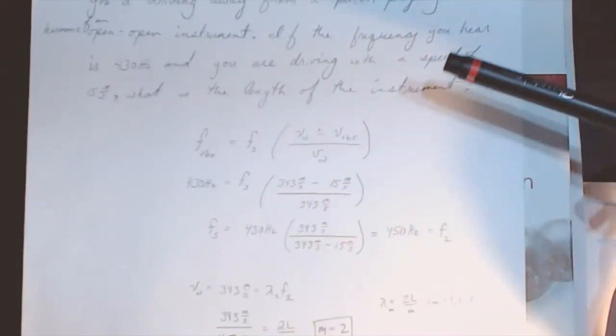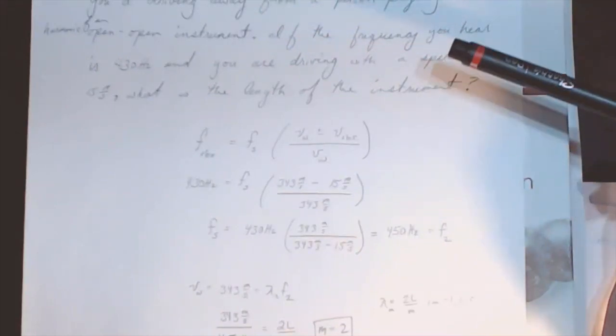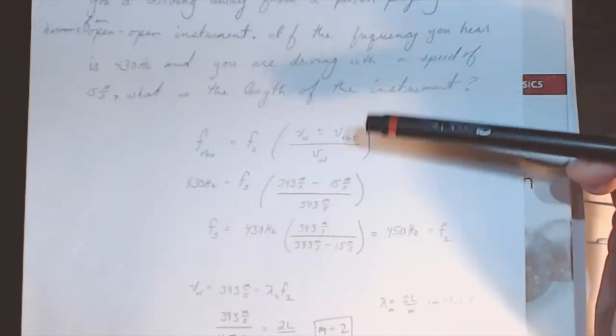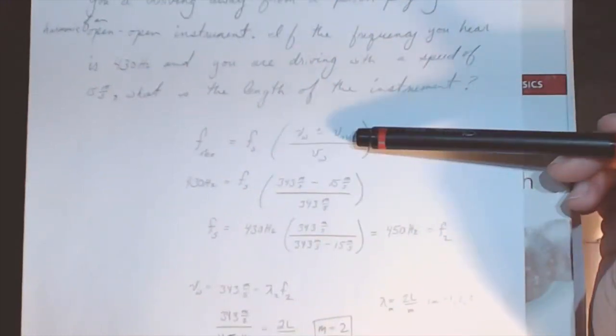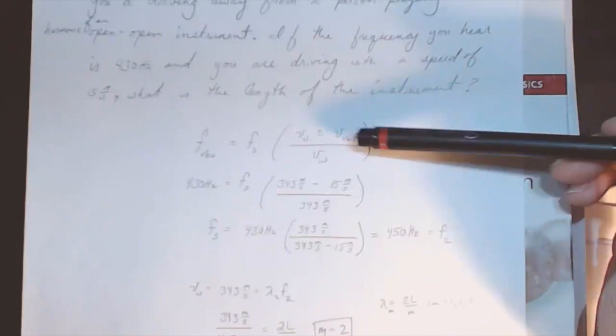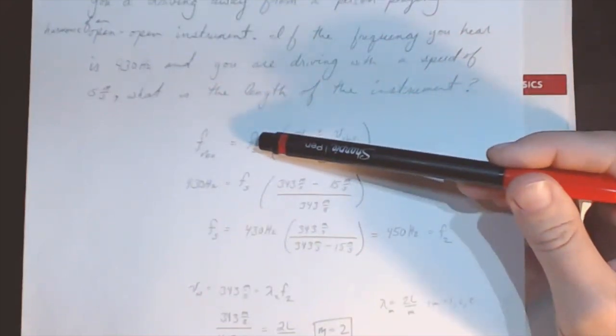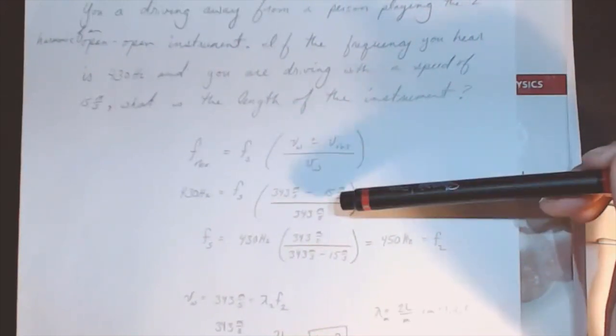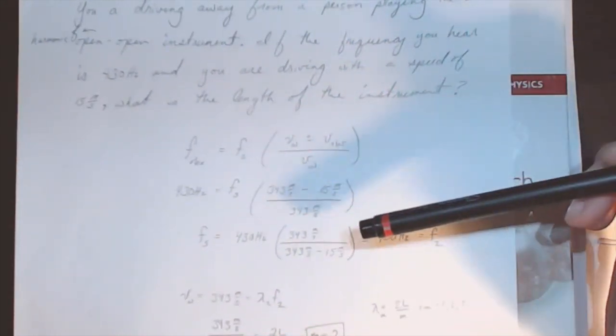In this case, we are moving away from the person playing the instrument. So the source is stationary and the observer is moving. That's why we're using the V observer version. We're moving away, so the frequency should shift down from what the source is making. So it should be the negative in the numerator to make a smaller number.